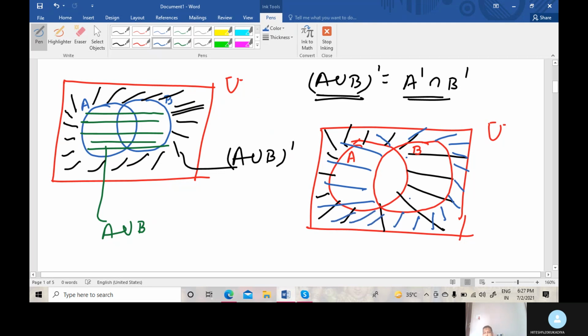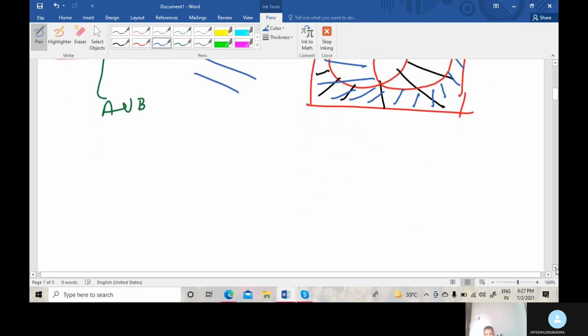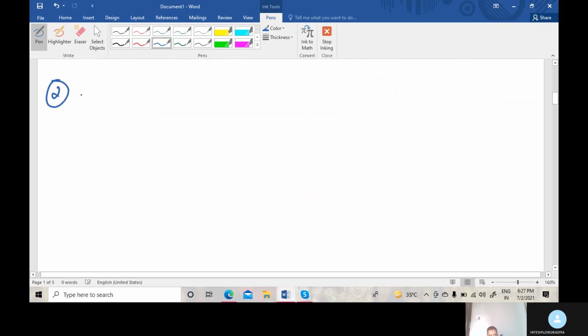Now which portion? Look, the black and blue lines have a common portion outside both the circles. The blue line and black line are common outside both the circles, so it is called A dash intersect B dash. Look at both the figures, both the figures are equal. Clear, student? So here we also verify the Venn diagram for De Morgan's law. Now the second law is also verified here.